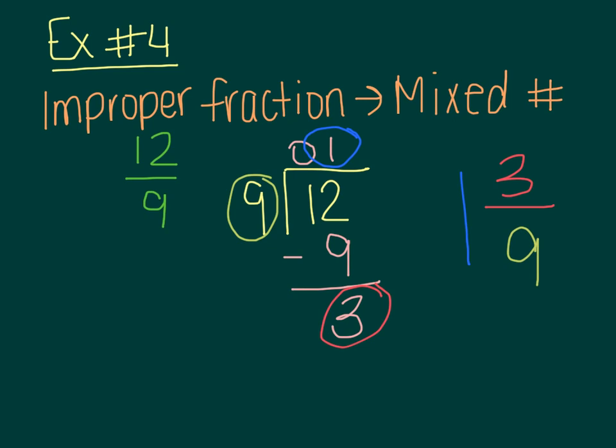3/9 can be reduced though, because 3 and 9 can both be divided by 3. 3 divided by 3 is 1. 9 divided by 3 is 3. So in its simplest form, I have 1, I keep my whole number, I didn't change that, and 1/3.